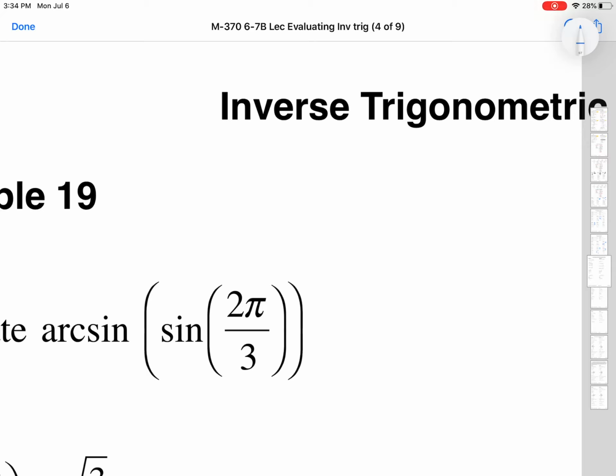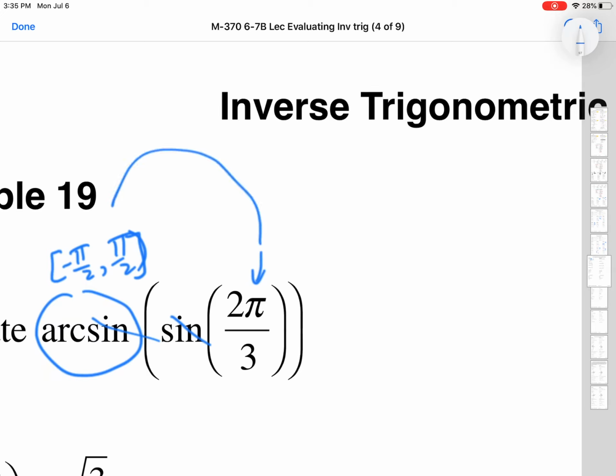But the problem is the arcsine has a limited output. It can only go between minus pi over 2 to pi over 2. So the arcsine and sine ideally cancel each other out, and this is your answer. However, that's not in this domain, or that range, I guess. That's the better word for me to use.